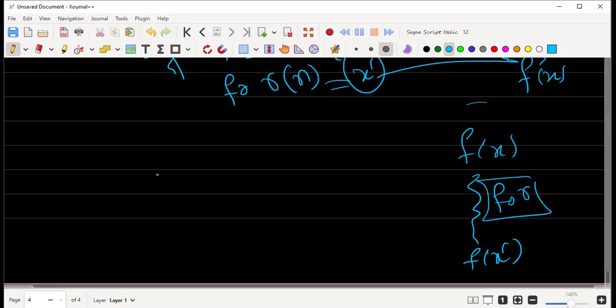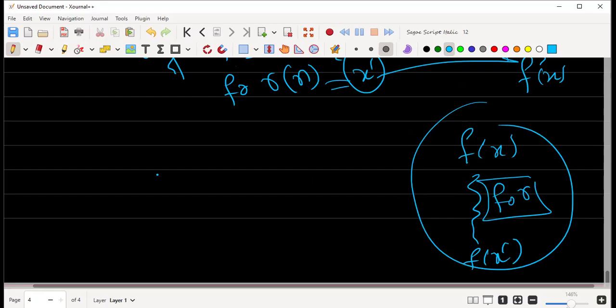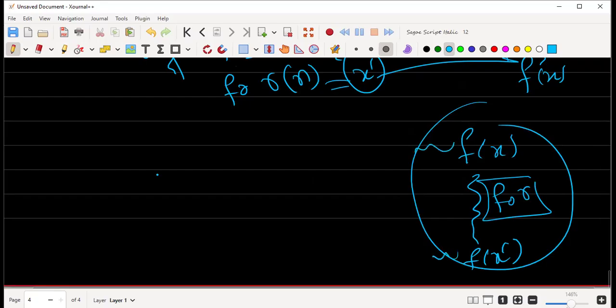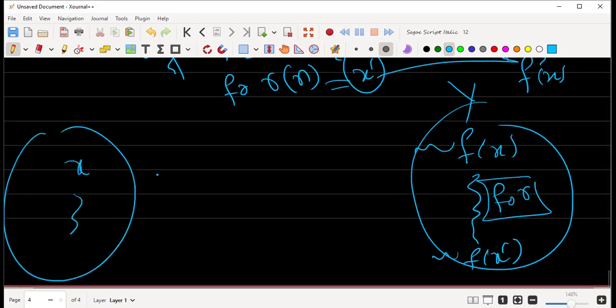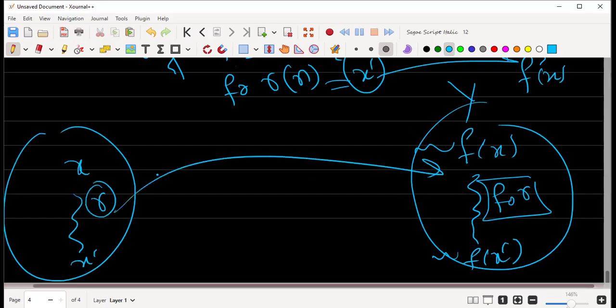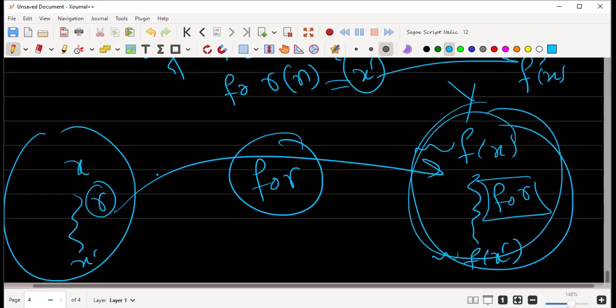ठीक है, this is a path starting from f of x and ending at f of x prime in y, ठीक है। ये कह रहे हैं कि अगर हमारे पास x से x प्राइम तक गैमा है, और अगर हम इसको f के साथ कंपोज करें, so again we get a path.